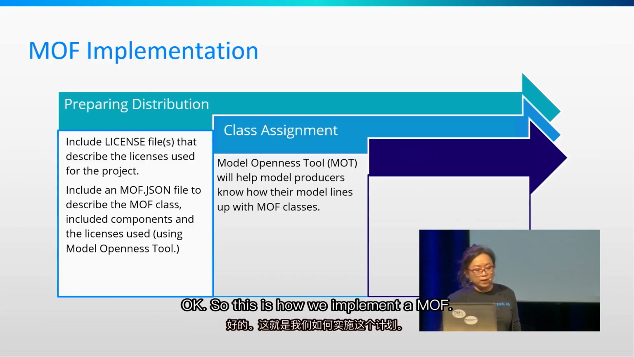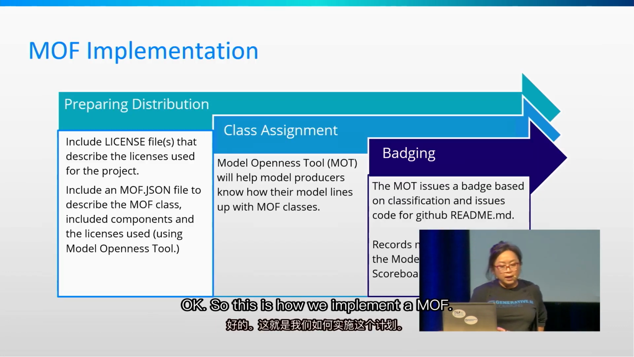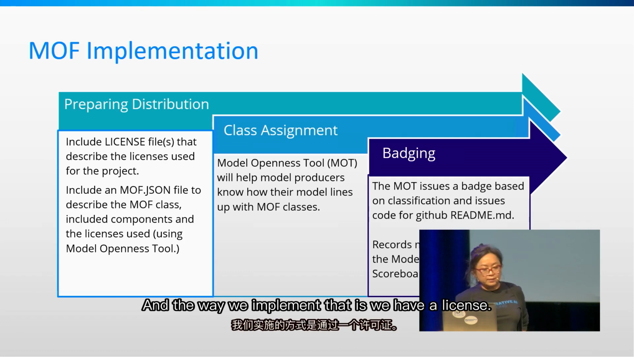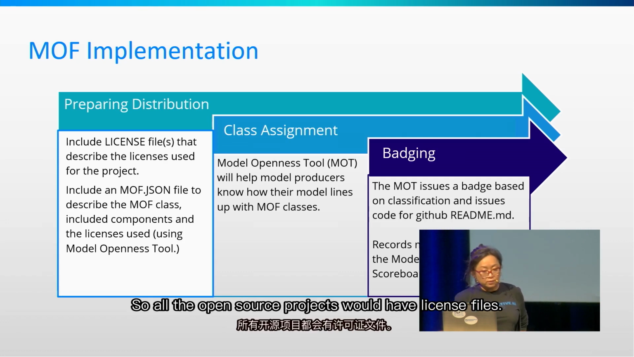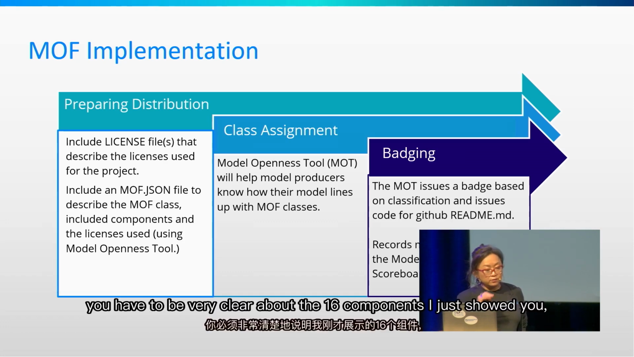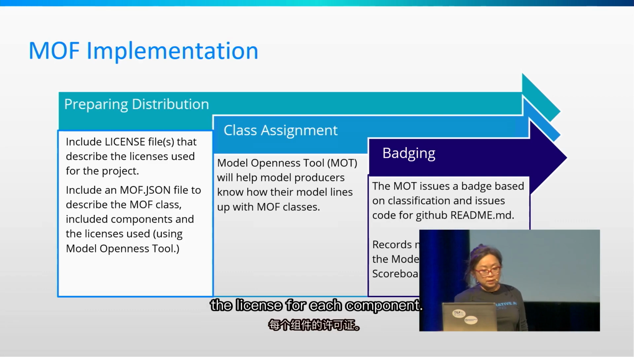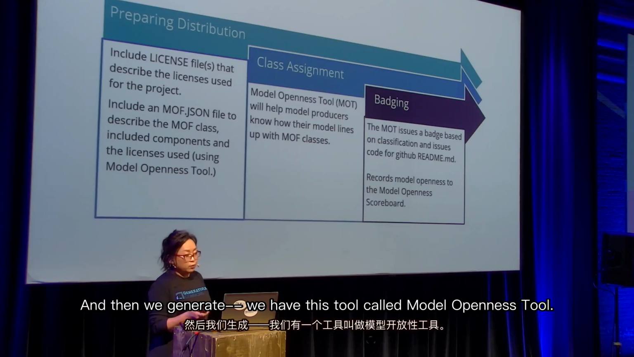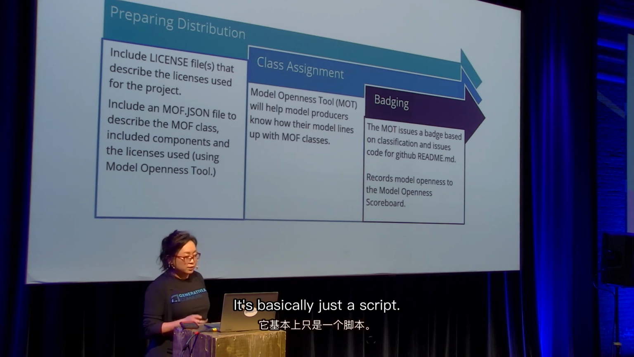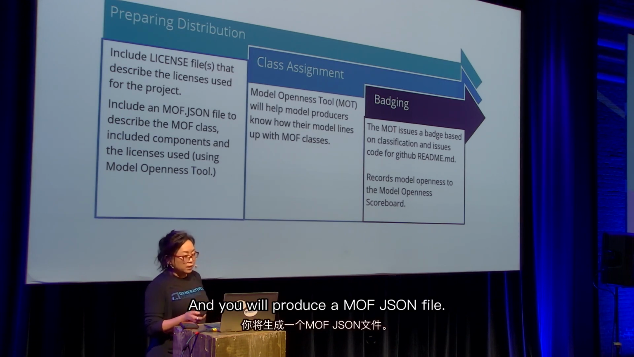Okay, so this is how we implement a MOF. And the way we implement that is, we have a license. So all the open source projects will have license files. In the license files, you have to be very clear about the 16 components I just showed you, the license for each component. And then we have this tool called Model Openness Tool. It's basically just a script, and you will produce a MOF JSON file.